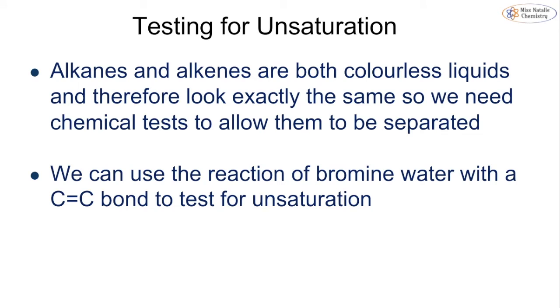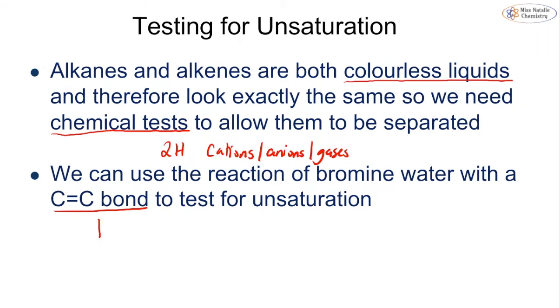Now, alkanes and alkenes are both colourless liquids, meaning they look just like water. So if we want to tell them apart, if they were in unlabelled bottles, we have to carry out specific chemical tests in order to do this. Now, you learned about chemical tests back in topic 2H, where you looked at cations, anions, and gases, and being able to tell them apart with chemical tests. This is just another way that we use this chemical test, only this time we're focusing on organic chemistry. And the way that we do this is we take the reaction of bromine water with the carbon-to-carbon bond, and it takes advantage of a type of reaction known as an addition reaction.